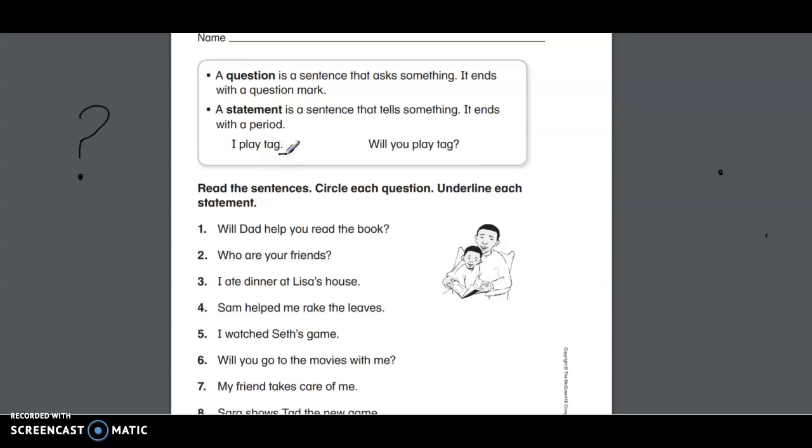Will you play tag? Is that a question or a statement? Am I telling you something? Which one? Question. I'm asking you if you will play, right?